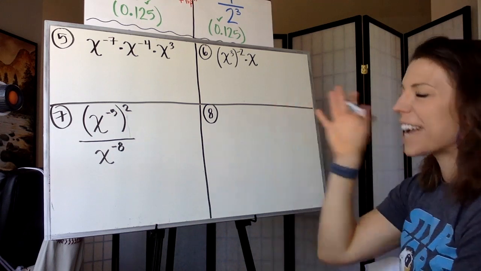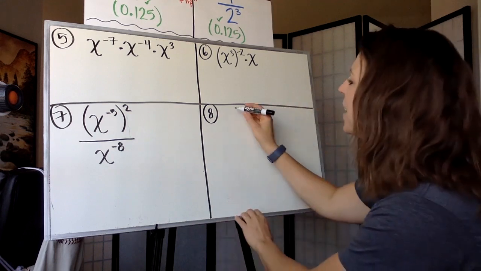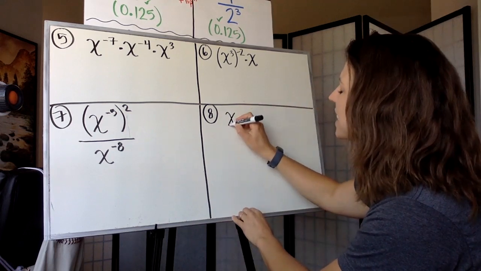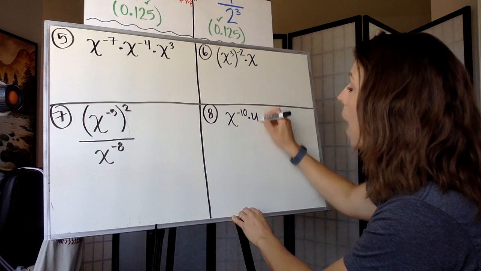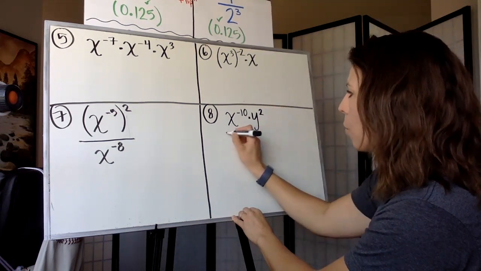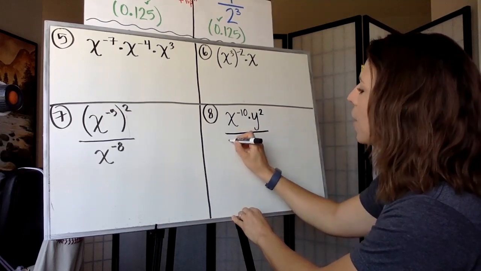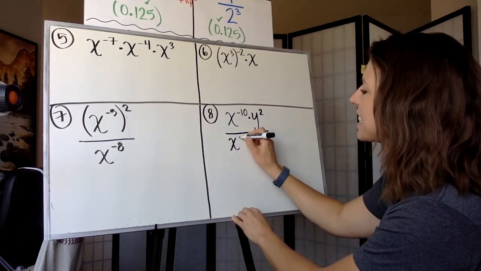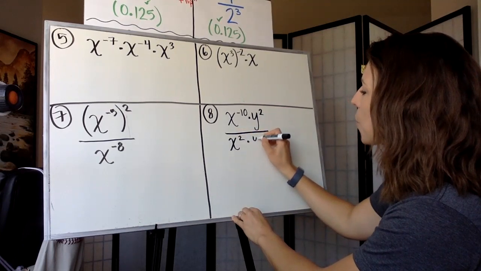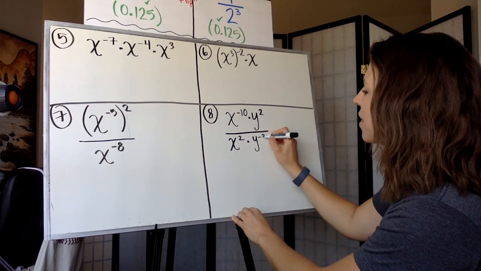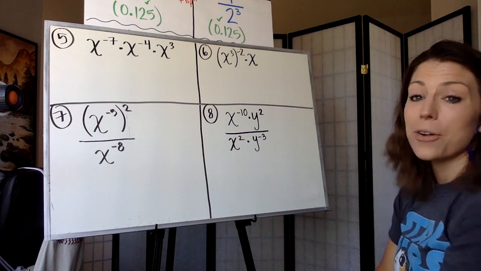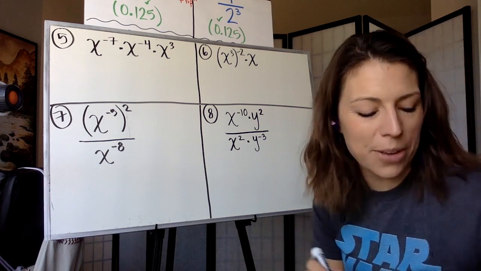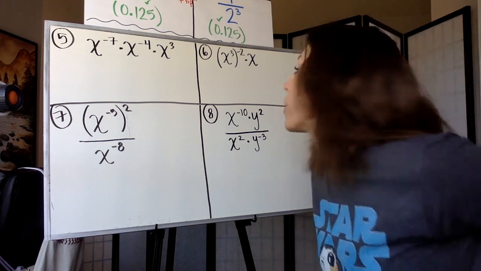All right. And then number 8, we're going to make a little bit weirder. Okay. Let's see for this one. Let's go x to the negative 10th times y squared. What's that y doing in there? Over, divided by x to the 2nd times y to the negative 3rd. Yeah, I like that. It's going to get crazy, and that's what I love about it. Okay, cracking myself up on a Wednesday morning.